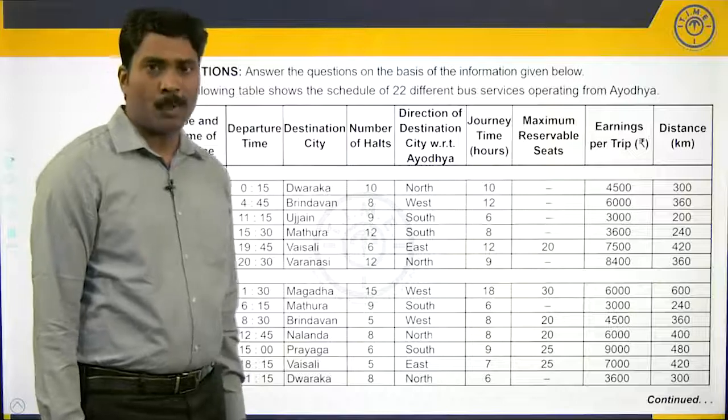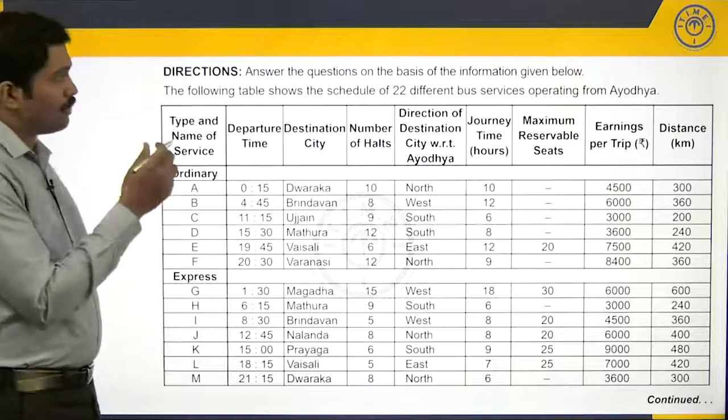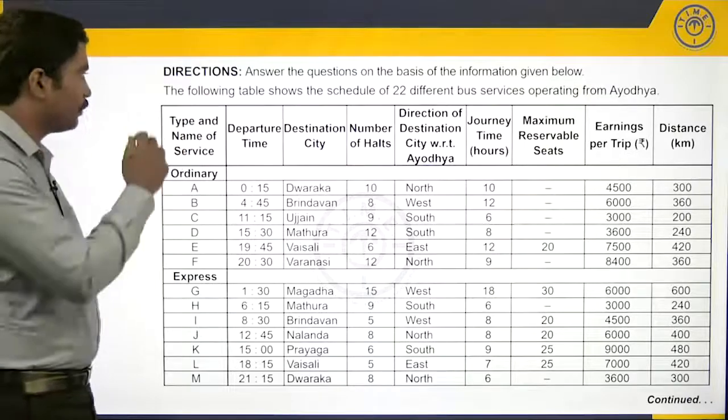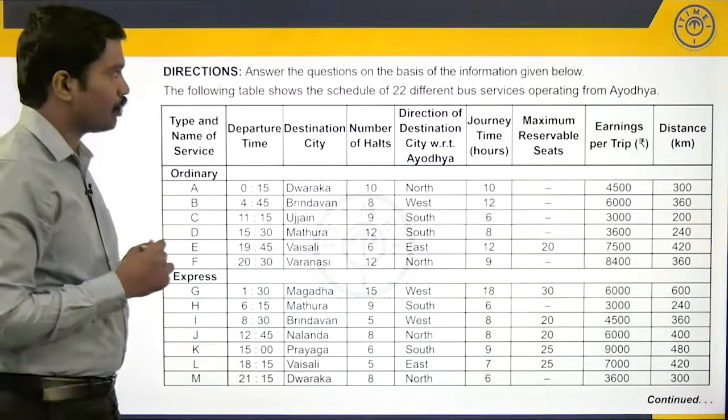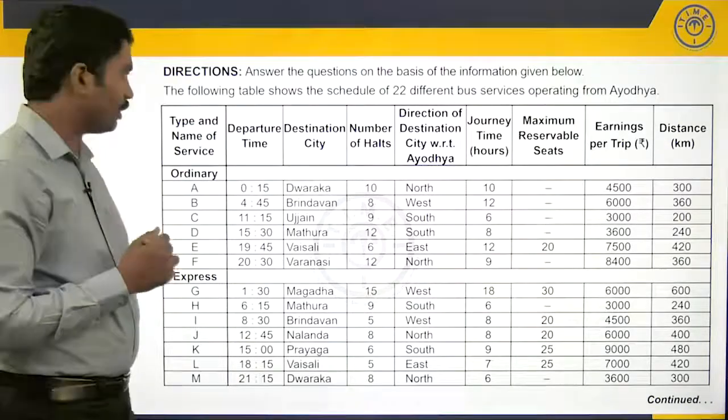Set 2, questions 5 to 8. Answer the questions on the basis of the information given below. The following table shows the schedule of 22 different bus services operating from Ayodhya.